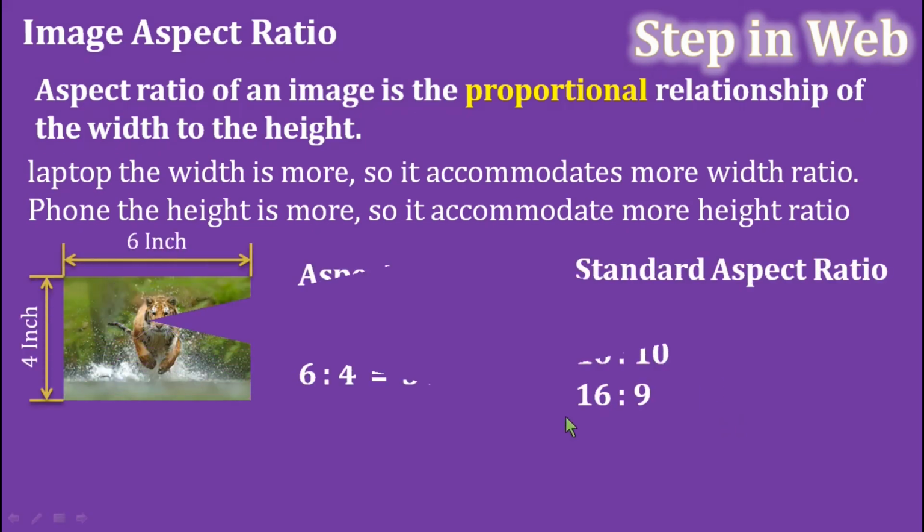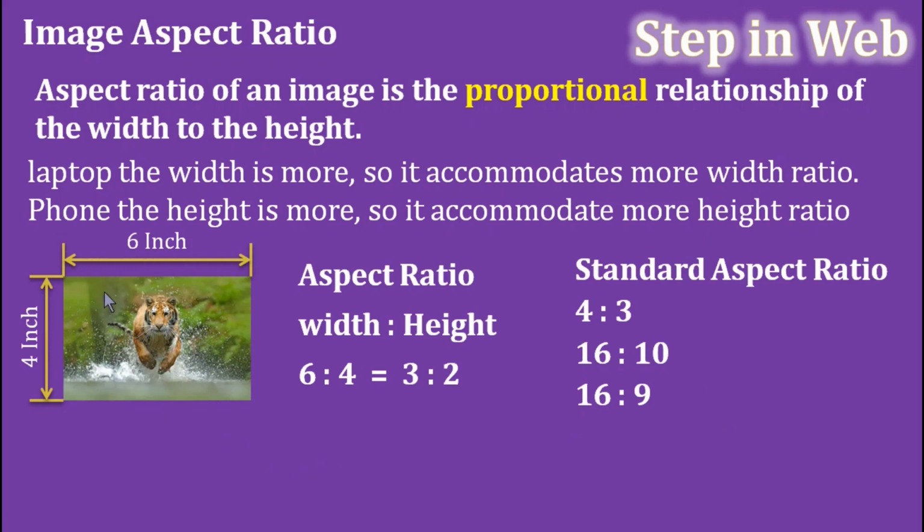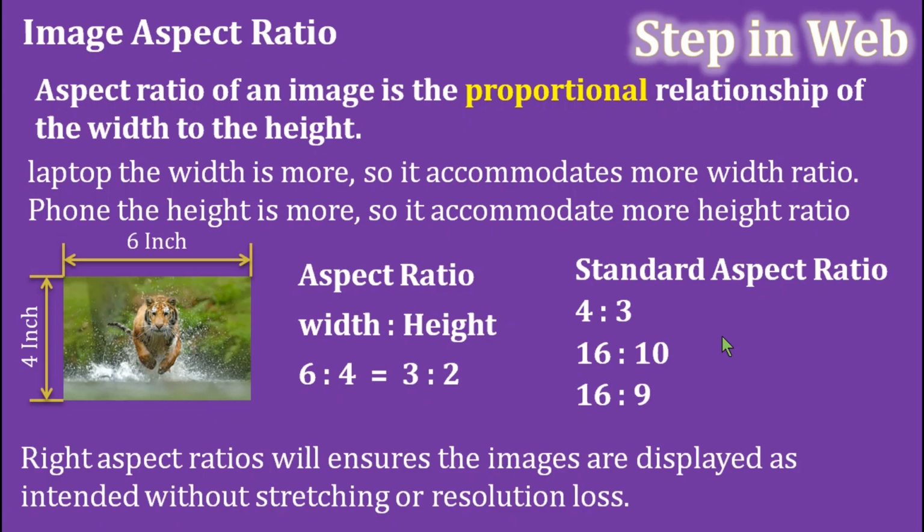Now you can see one picture. In the picture the width is 6 inch and the height is 4 inch. Then the aspect ratio is written as width colon height, so 6 inch colon 4 inch. Then by reducing this value, it is 3:2. This is the aspect ratio of this image. Specify a correct aspect ratio, otherwise the image will be stretched or compressed, the look of the image will be spoiled, and it will also reduce your resolution.